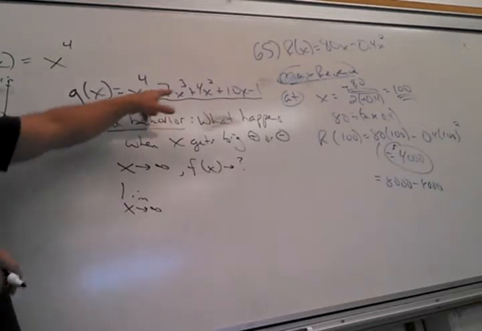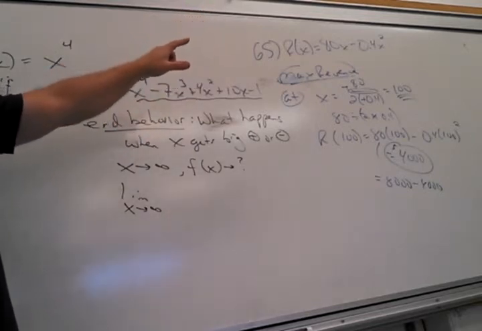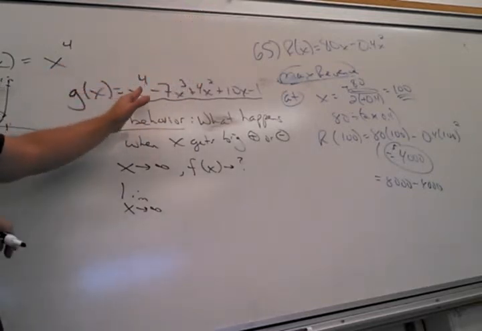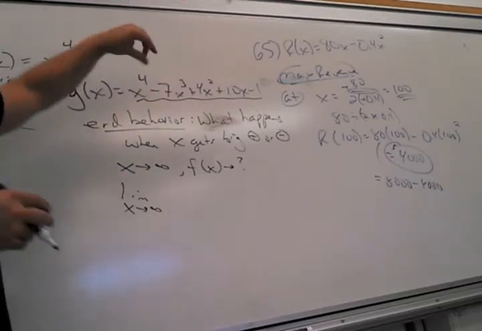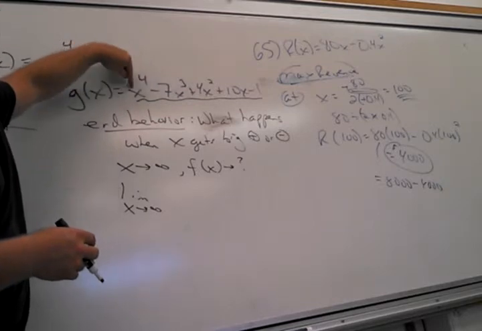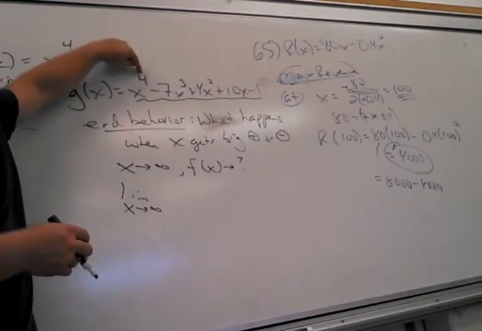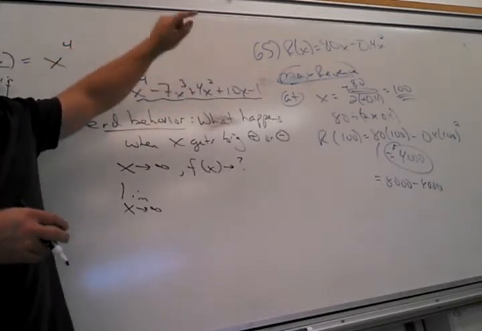So when x gets really, really big, when x gets huge, which thing in here is more important than any of the other ones? Yeah, the x to the fourth. A trillion to the fourth power is stupid bigger than a trillion cubed.